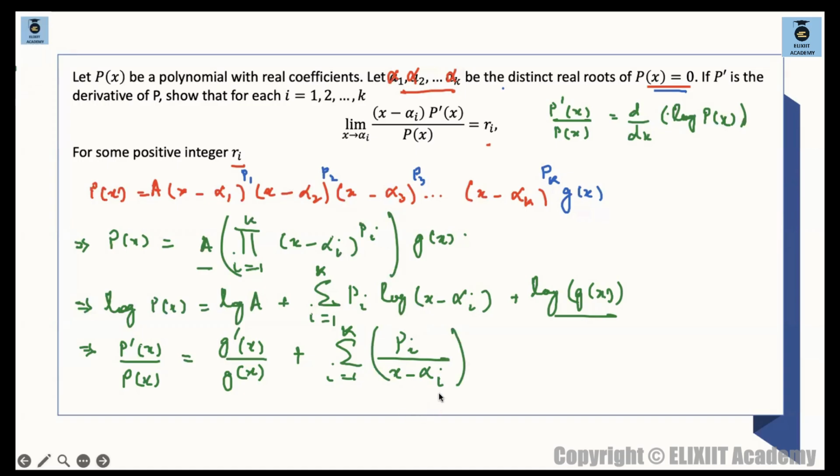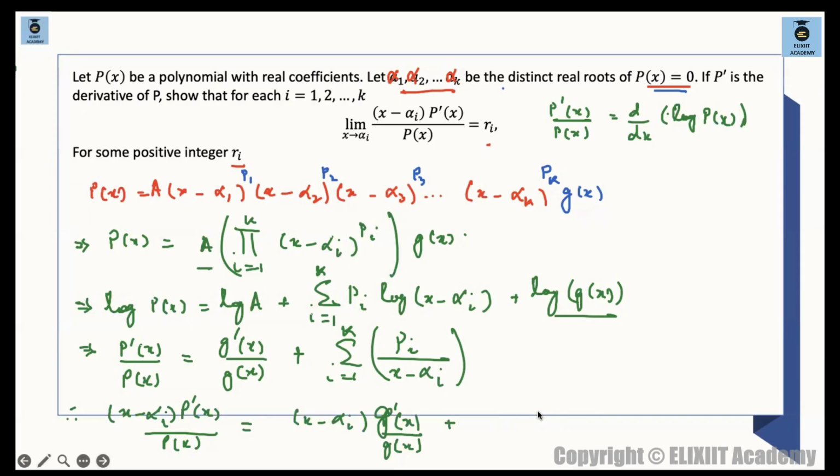Okay. So now we have to find the value of the limit as x extends to alpha i of x minus alpha i times p dash of x divided by px. Simple. So let us find out this value next. So we have x minus alpha i p dash of x divided by px. Similarly, x minus alpha i times g dash of x divided by gx, plus x minus alpha i times the summation.